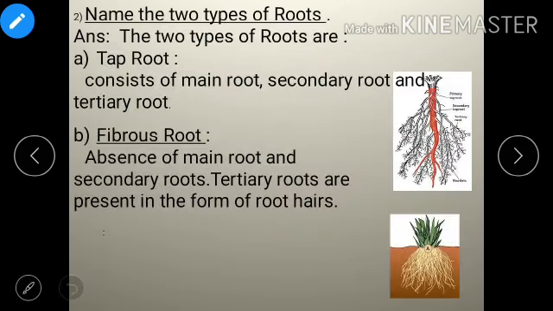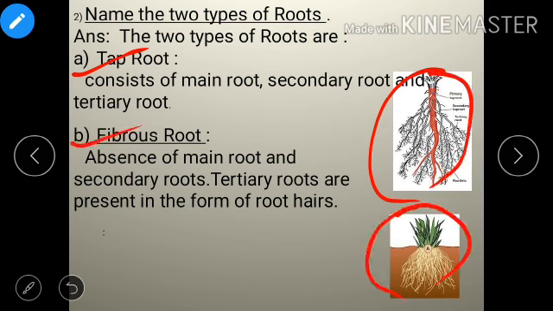Okay, now we'll go to the next slide, and the next slide is on the types of roots. There are two types of root. The two types of root are taproot, you can see taproot over here, then fibrous root, here fibrous root. Taproot consists of main root, secondary root and tertiary root. Same thing we studied earlier, like the morphological structure of the root system, same thing over here. You can see the picture, that is what is called taproot, and the example of taproot is carrot.